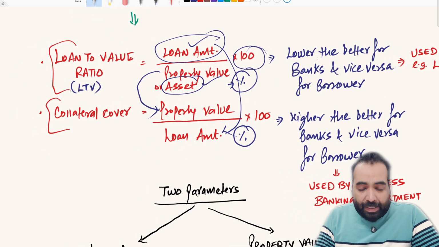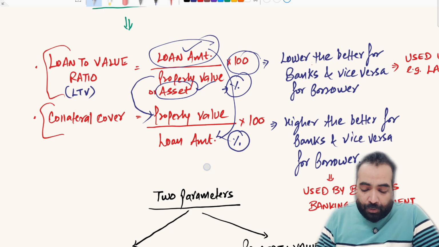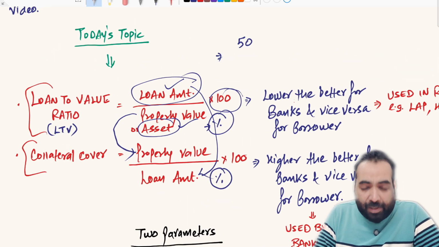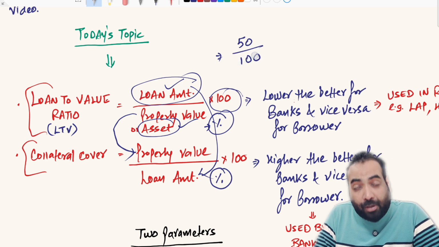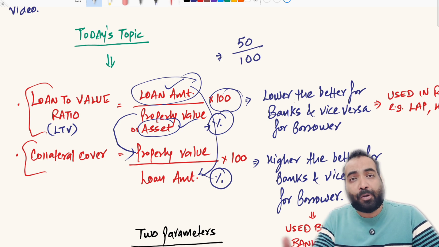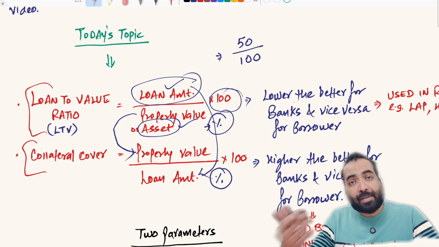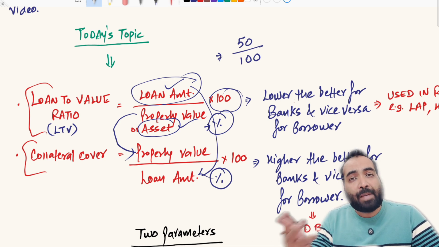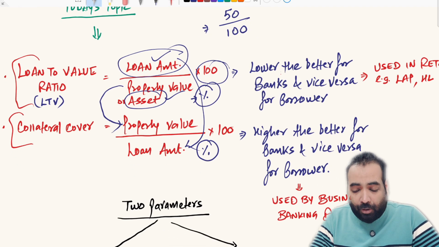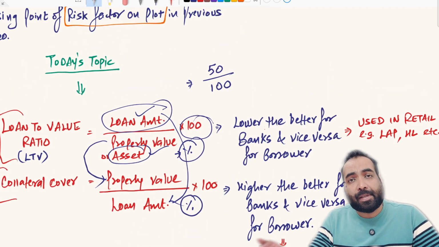So what does this ratio tell you? Suppose your loan amount is 50 rupees and the property value is 100 rupees. You are taking a security with the value of 100 rupees and you are just giving a loan of 50 rupees. So you are double secured. You have 2 times the security than your risk amount. Your risk amount is the loan amount. You have 2x security than this.